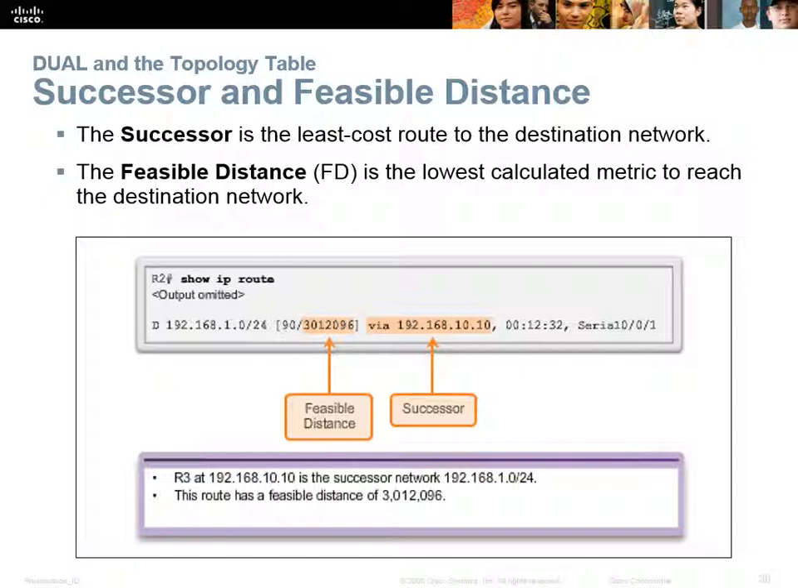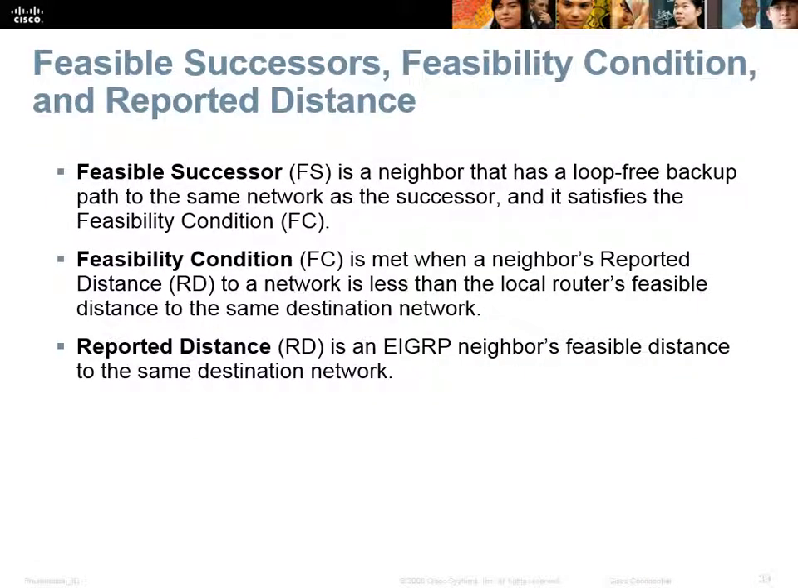The feasible distance is the lowest calculated metric to reach that destination. That's all it is. Then we have the successor, which tells us the least cost route to that destination network. It tells you which one's going to be the quickest way to get there. If you have two different ways to get to the same thing and they're both identical, which way are you going to do it? You do load balancing. Just send them from either one. Let them get on the other end.